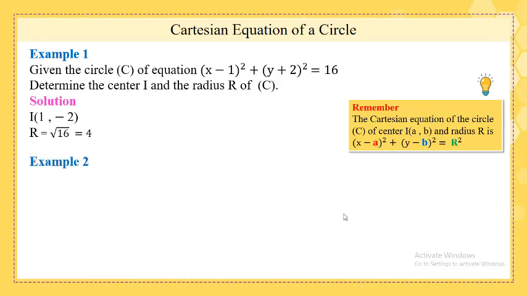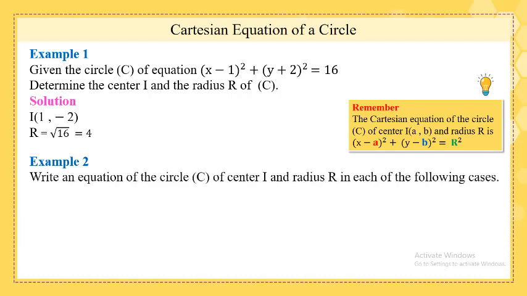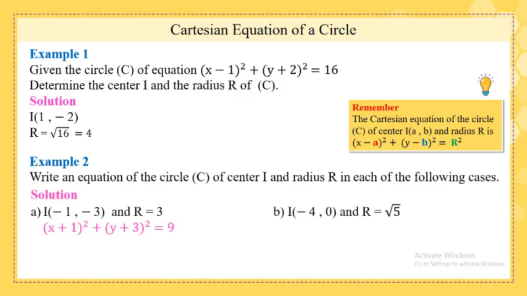Let's go to example 2. Write an equation of the circle C of center I and radius r in each of the following cases. If the coordinates of I are minus 1, minus 3, and r is equal to 3, then a is equal to minus 1, b is equal to minus 3, and r squared is equal to 9. Substituting these values into the Cartesian equation we have learned before, we will obtain the following equation. In part B, a is equal to minus 4 and b is equal to 0. r squared will be equal to 5. Then the equation will be x plus 4 all to the power 2 plus y squared equals 5.